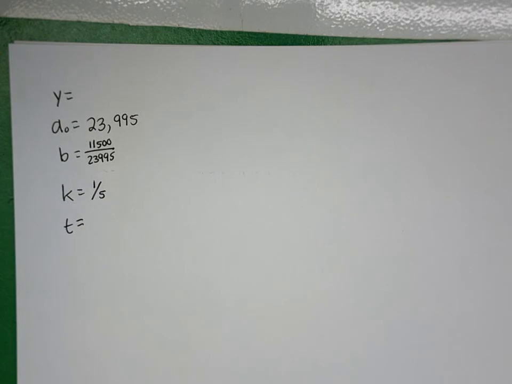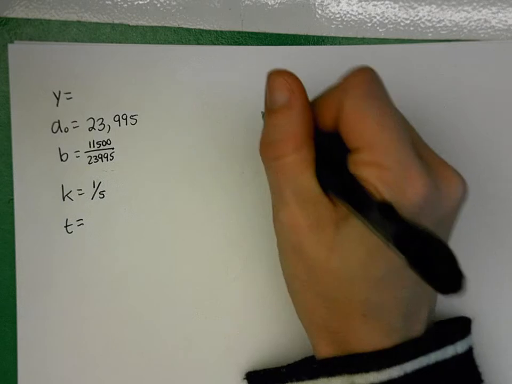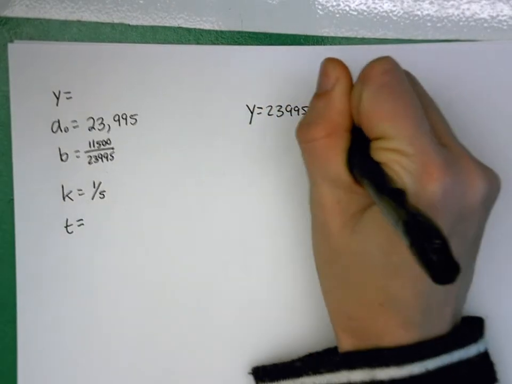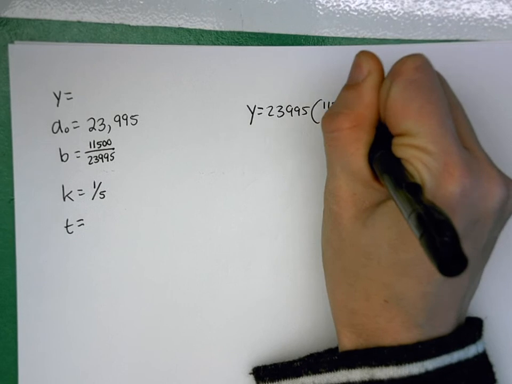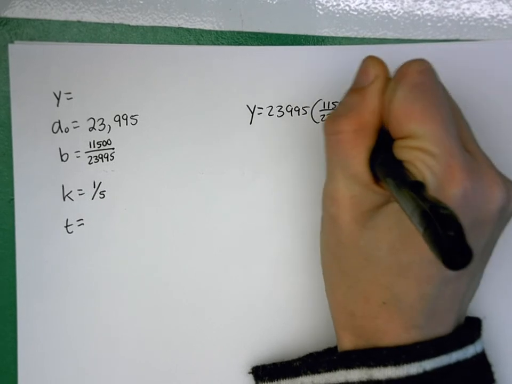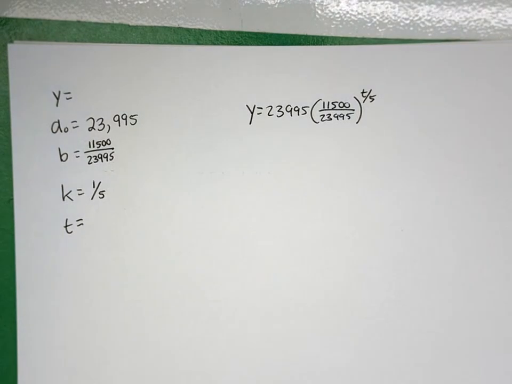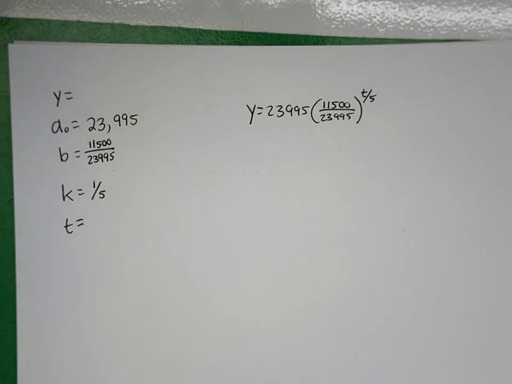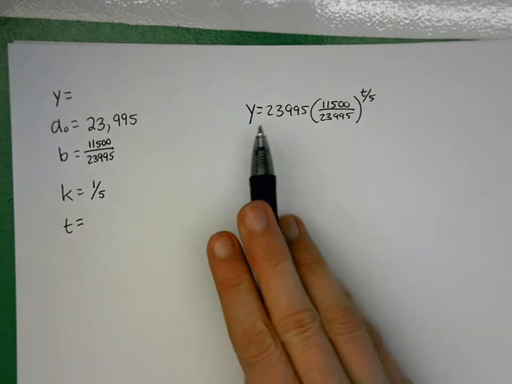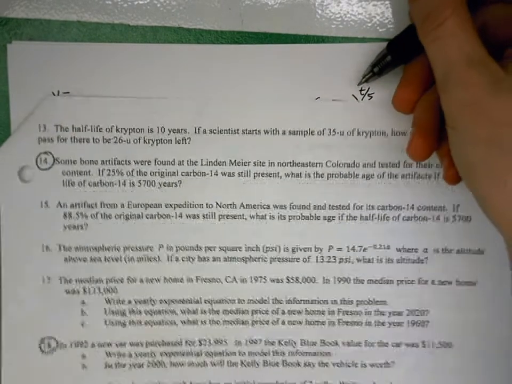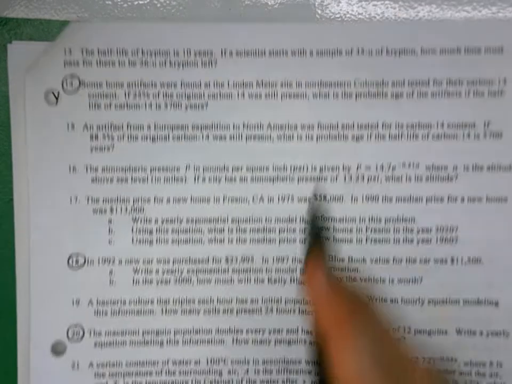Okay, and so we've got enough now for our exponential equation. Y equals A naught, B to the KT. And now we're going to use that to figure out how much that vehicle will be worth in the year 2000. So that begs the question, what are we plugging into T so I can evaluate for Y?